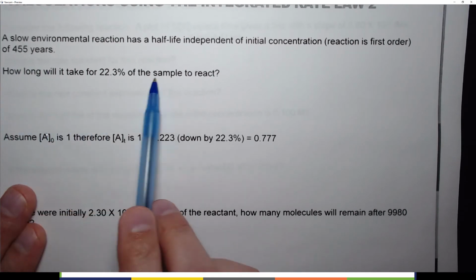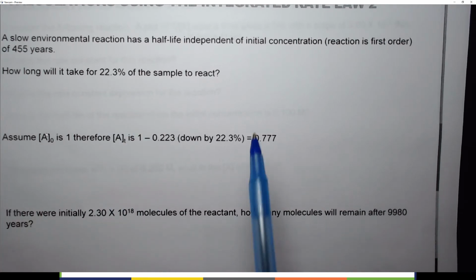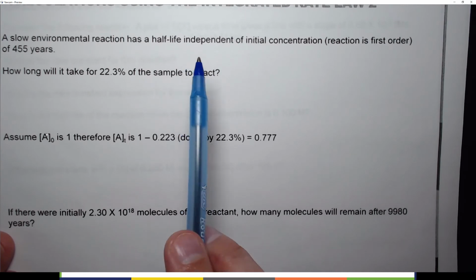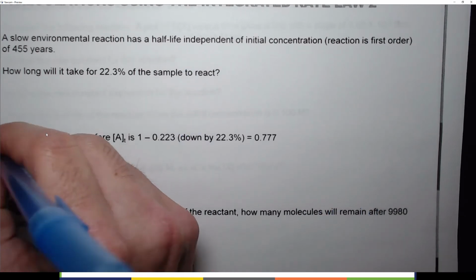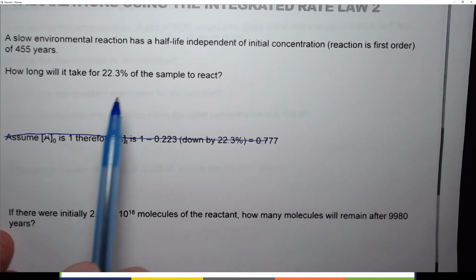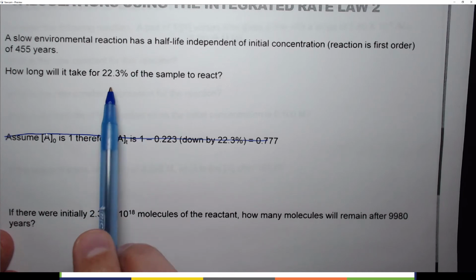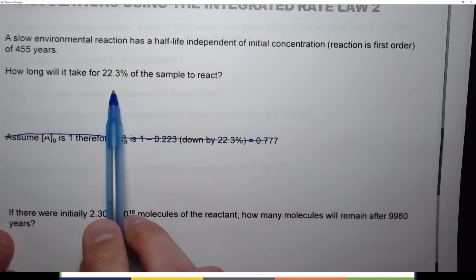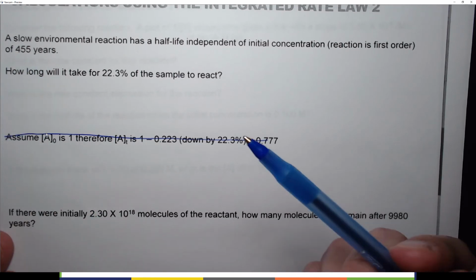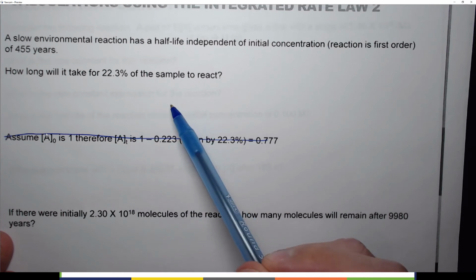It says, how long will it take for 22.3% of the sample to react? It turns out that it's easier for us to use K than to use the half-life. So if it says how long will it take for 50% of the sample to react, the answer would be 455 years.